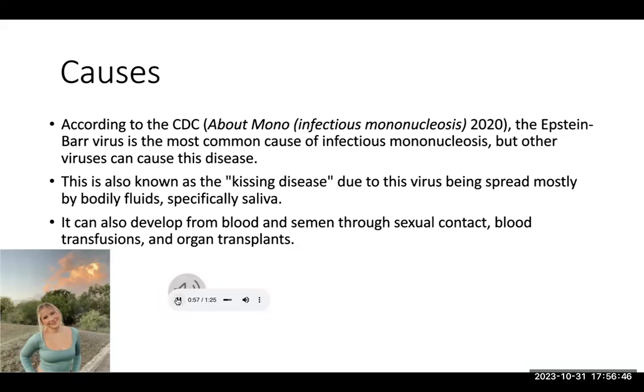Other infections can cause infectious mononucleosis, such as CMV or cytomegalovirus, toxoplasmosis, HIV, rubella, hepatitis A, B, or C, and the adenovirus. It is common among teenagers and young adults, especially college students. At least 1 out of 4 teenagers and young adults who get infected with EBV will develop infectious mononucleosis.